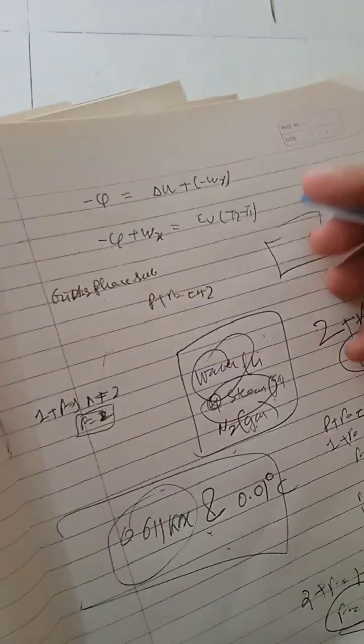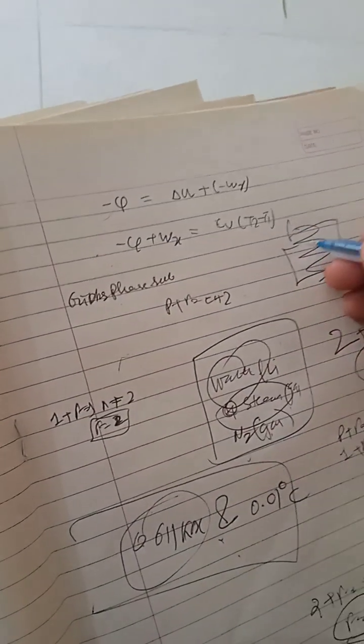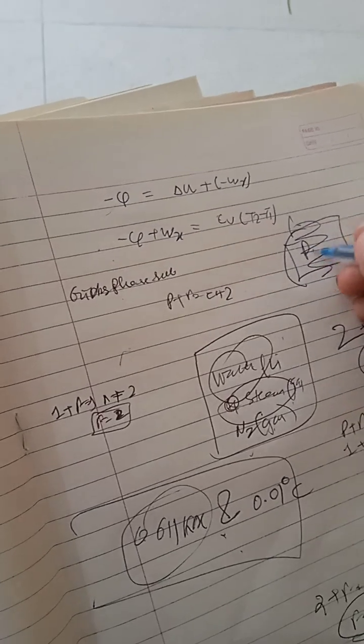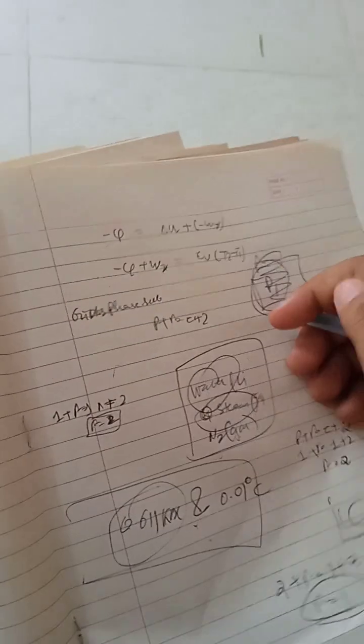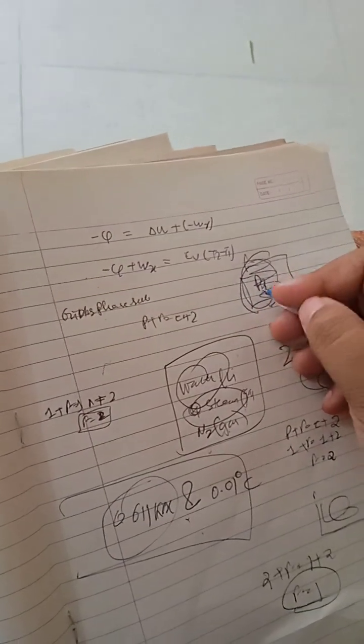Remember, pressure is an intensive property. Suppose there is a gas filled in the system at pressure P1. If you take out half of the gas, still the pressure inside the system will be P1 only.